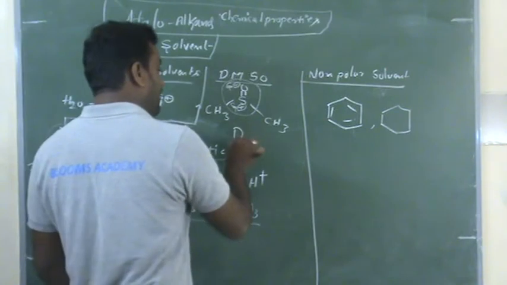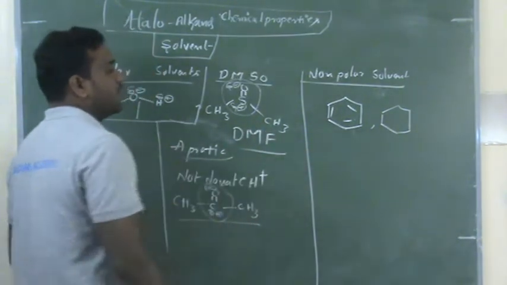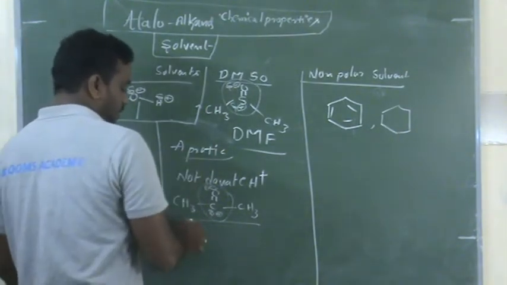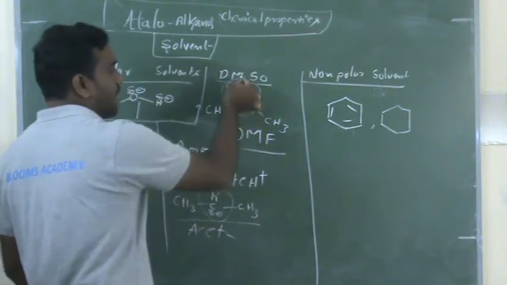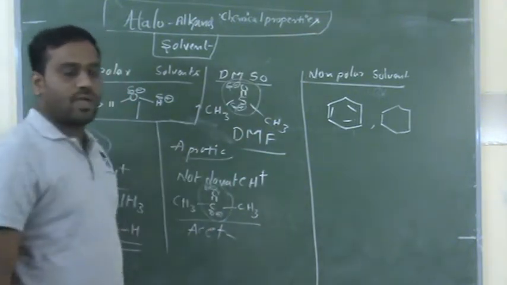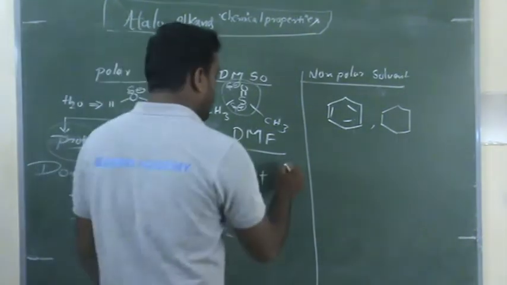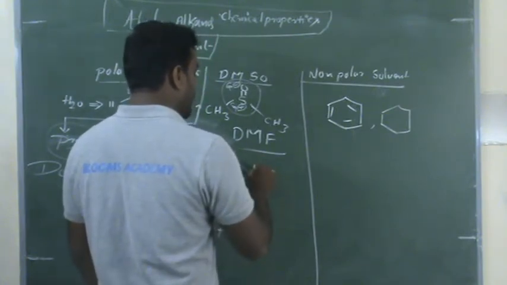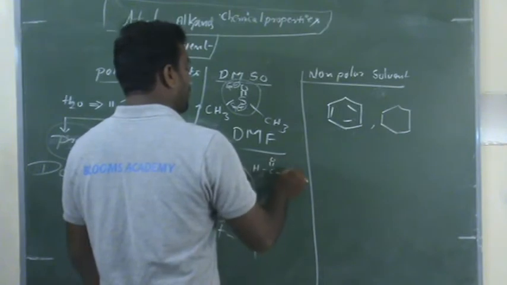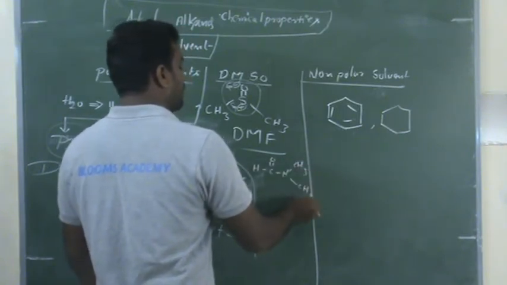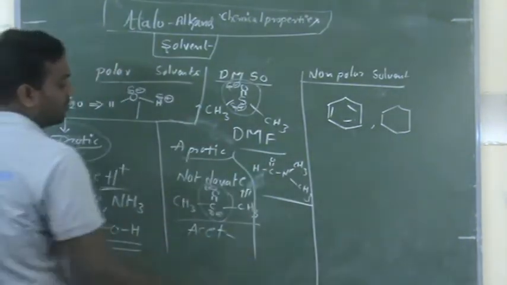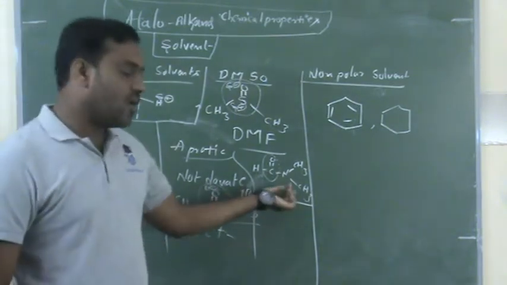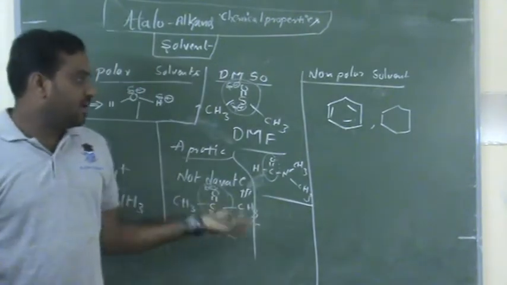Next, dimethylformamide. So now we have acetone, dimethyl sulfoxide (DMSO), and also dimethylformamide. What is dimethylformamide? Keep in mind, it is H, C double bond O, N with two CH3 groups. This also has a partial positive charge and a partial negative charge, but it cannot donate any H plus ions. That's why it is a polar aprotic solvent.